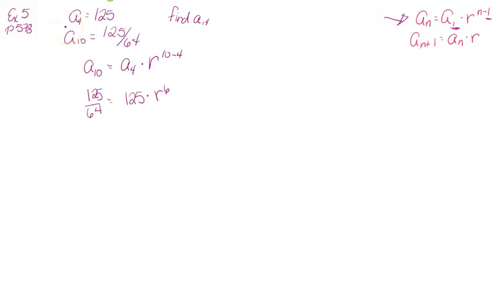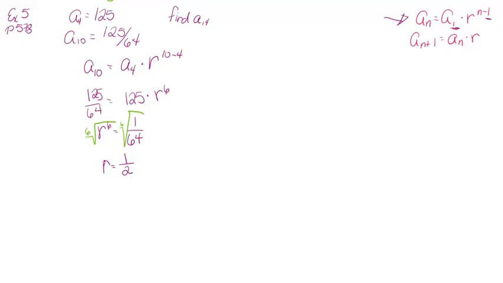Now, in order to solve this, I'm going to divide both sides by 125, and I'm going to switch sides. So I'm going to get r to the 6th equals 125 64ths divided by 125, which is the same thing as 1 over 64. And now to solve for r, I need to take the 6th root of both sides. Then I get r equals 1/2, because 2 raised to the 6th power is 64. And since it's a common ratio, I'm just going to use the positive, because the problem tells us to assume that all the numbers in the sequence are positive.